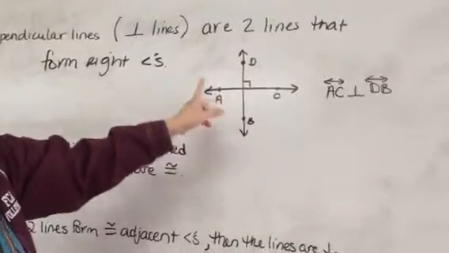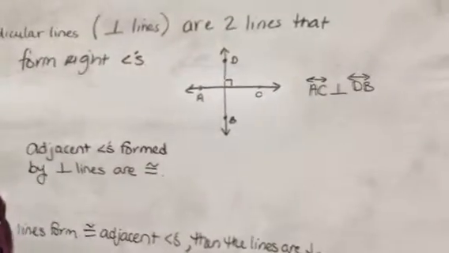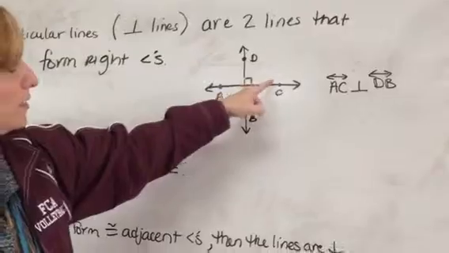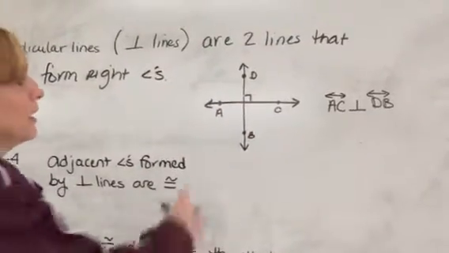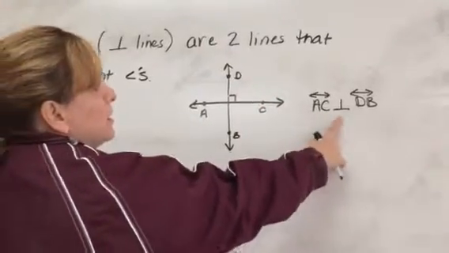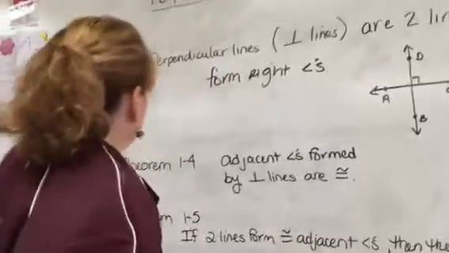So I drew some right here. This little box right here denotes a 90-degree angle, which is a right angle. So anytime you have two lines that form this right angle like this, the way you would write that is, we know that this is line AC, this is line DB. So AC is perpendicular to DB. That's how you read that. Okay, so write that in your notes.